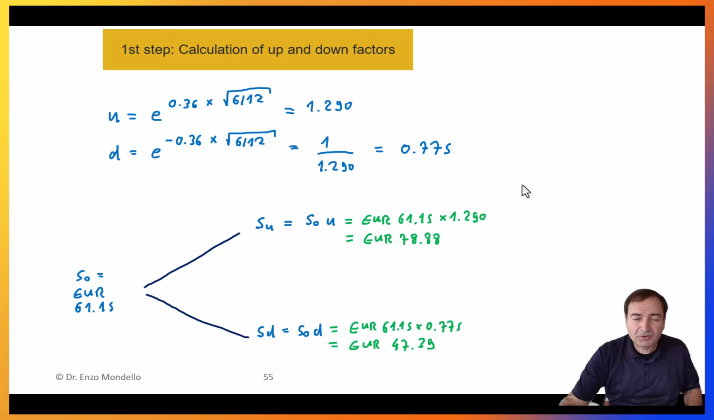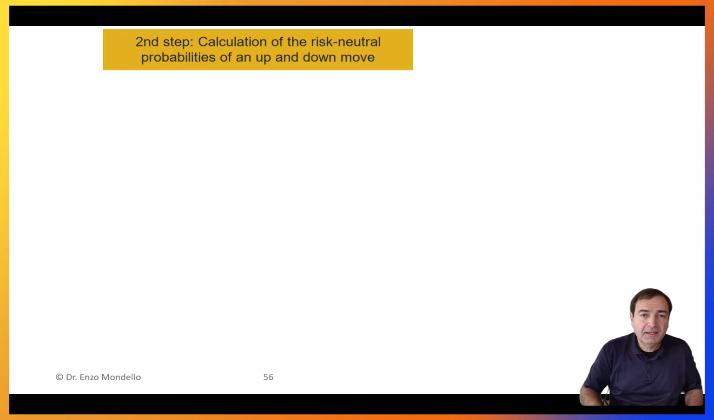The next step to calculate the option price using a one-period binomial model is to calculate the risk-neutral probabilities of an up and down move of the share price. As we have already discussed before, the risk-neutral probability of an up move is calculated using the following equation. We take Euler's number to the power of the continuous compounded risk-free rate times one period in the binomial model minus the down factor, divided by the up factor minus the down factor.